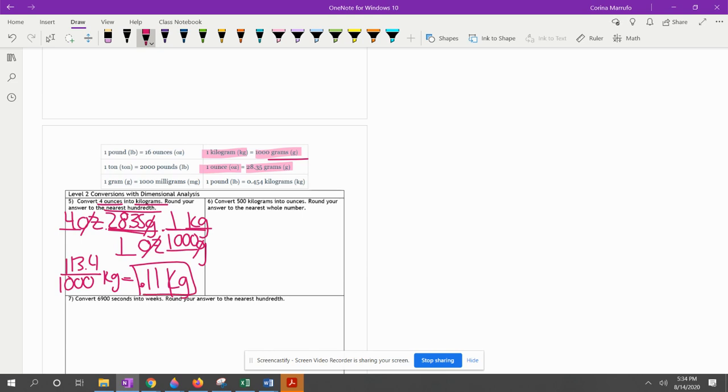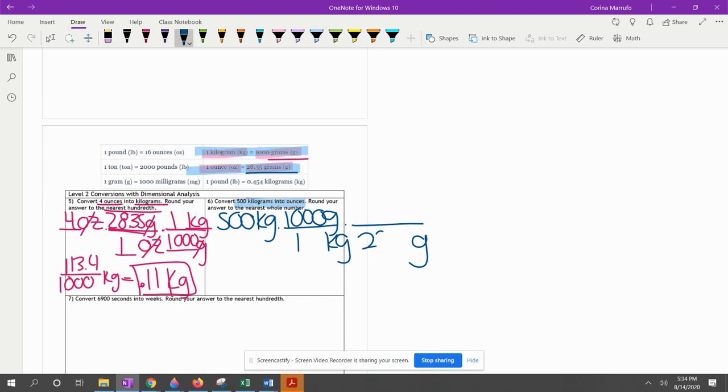Okay, the next one says convert 500 kilograms into ounces. So now we're going backwards. We're going from kilograms to grams and grams to ounces. Let's see what we start with. We have 500 kg, but we don't want the kg, we want to cancel it out, so I'm going to put kg on the bottom. We know 1 kilogram is equal to 1,000 grams. But we don't want the grams either, so we're going to put the grams on the bottom, and here it says 28.35 grams is equal to 1 ounce. So the ounce goes on top, and we're ready to solve.